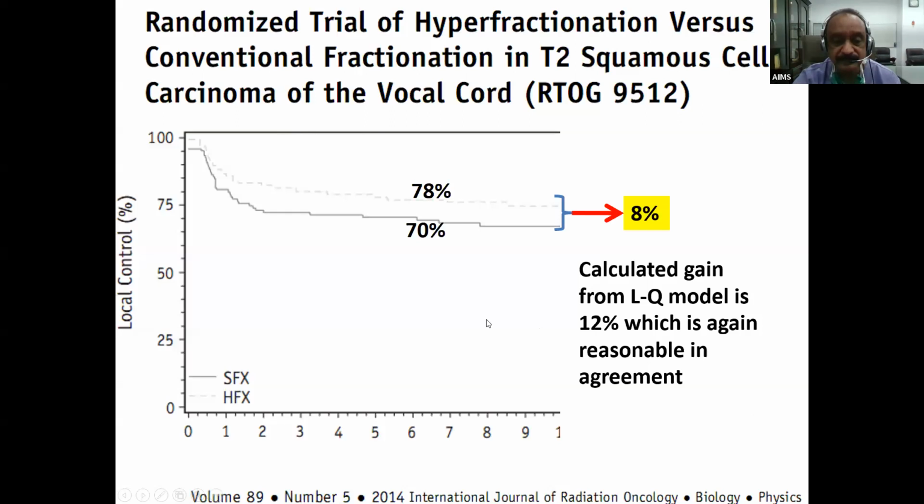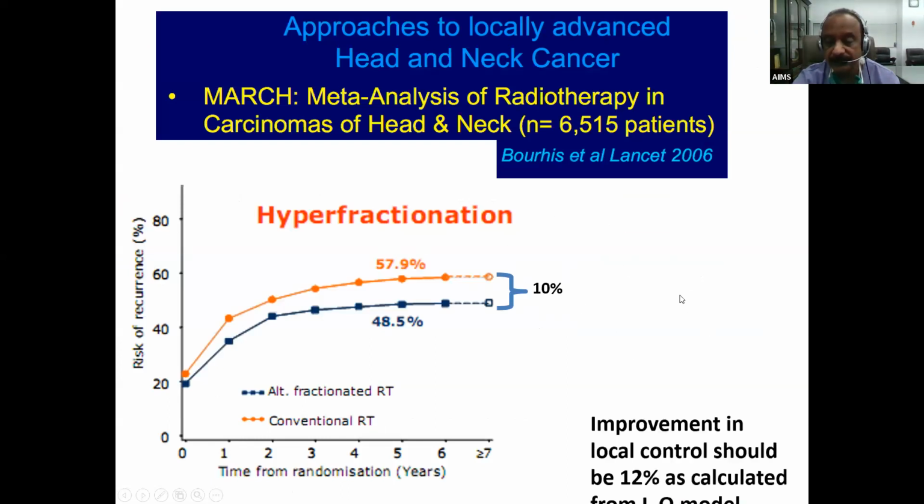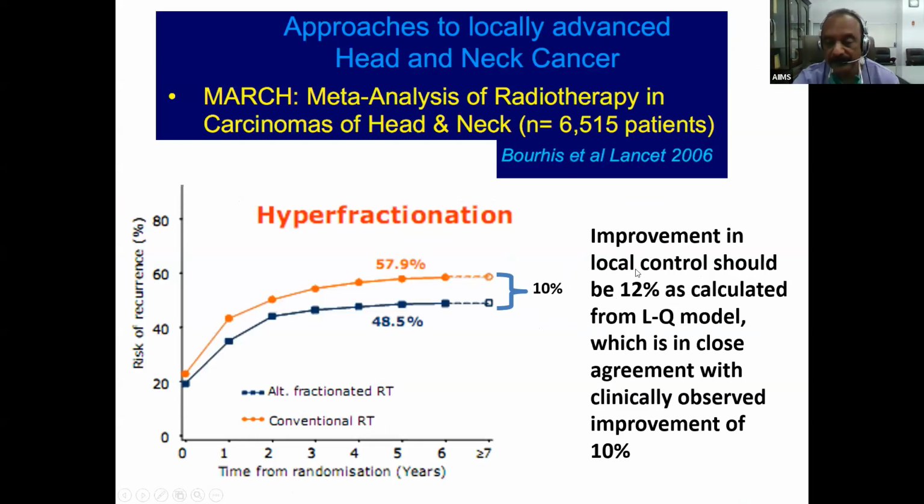Then the MARCH meta-analysis. Now look at the outcome. There is around 10% improvement in local tumor control in the hyperfractionated arm. Again, closely in agreement with the calculated 12% from the linear quadratic model. So all these trials ultimately increase my trust in the linear quadratic model. So that was about hyperfractionation.